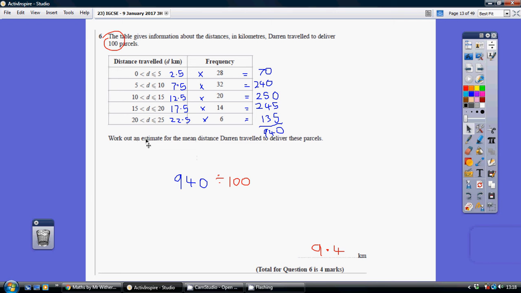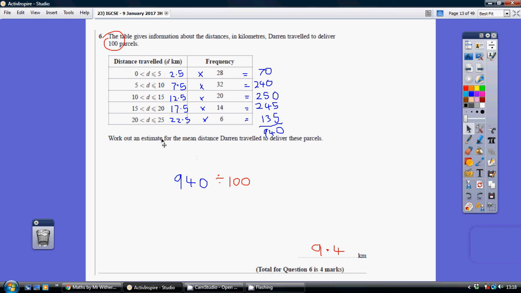Now the reason this is an estimate is we just don't know with these 28 parcels how far Darren had to travel to deliver them. It's anything between no kilometres and 5 kilometres. So the best we can do is just assume the midpoint. We can assume Darren had to drive halfway between 0 and 5 kilometres, which is 2.5 kilometres.